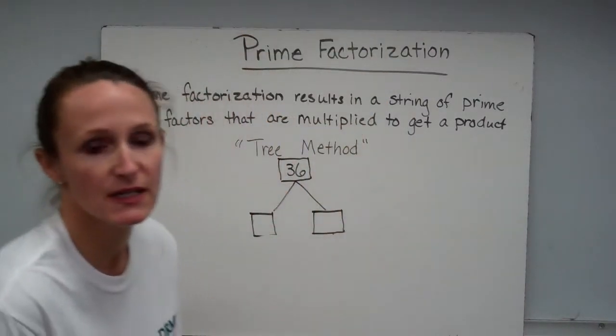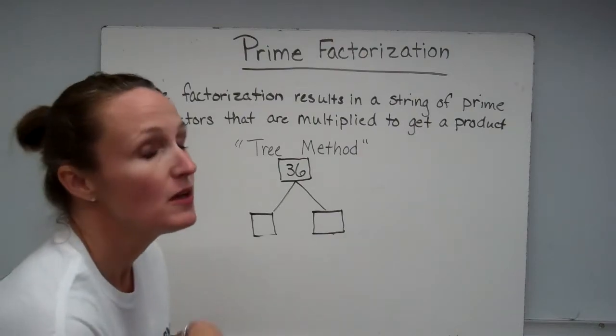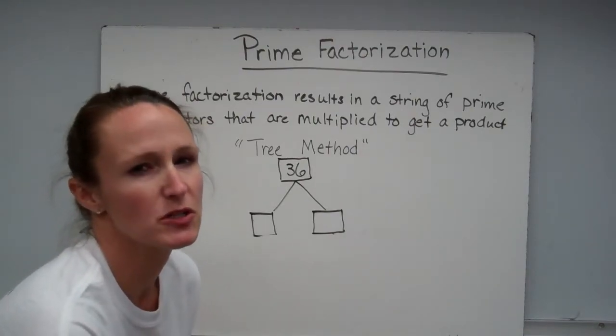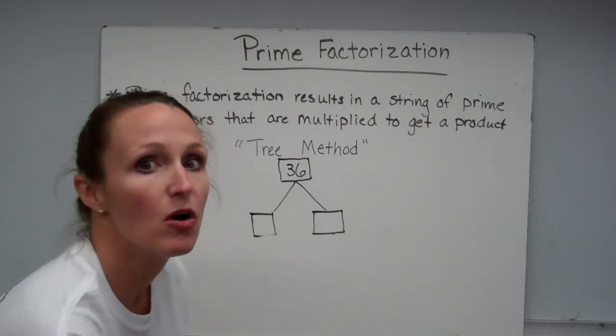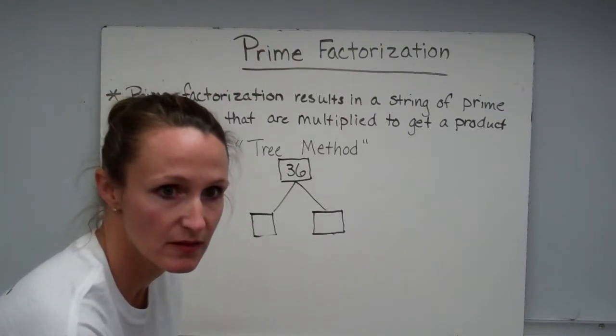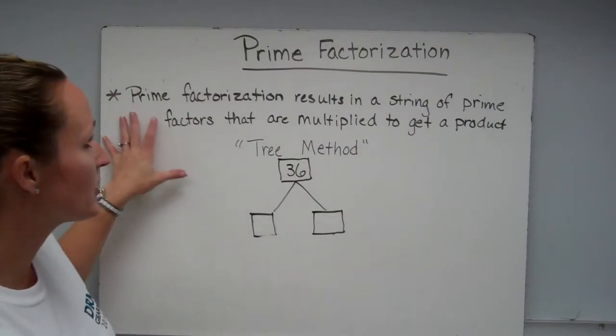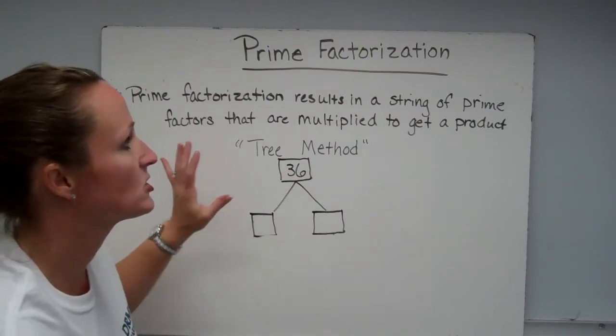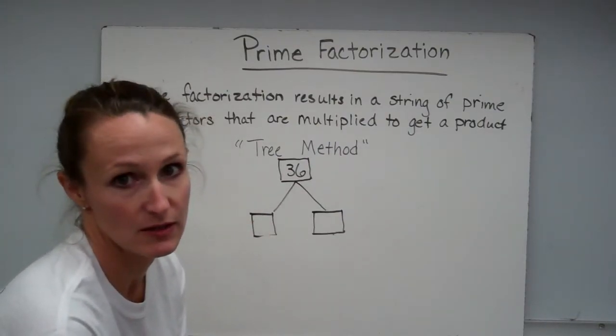So in this video, we're going to discuss prime factorization. And prime factorization basically means you're going to break a number down until all you have are the prime numbers that are multiplied together to create the original number. You're going to result in a string of prime factors that are multiplied to get a product.